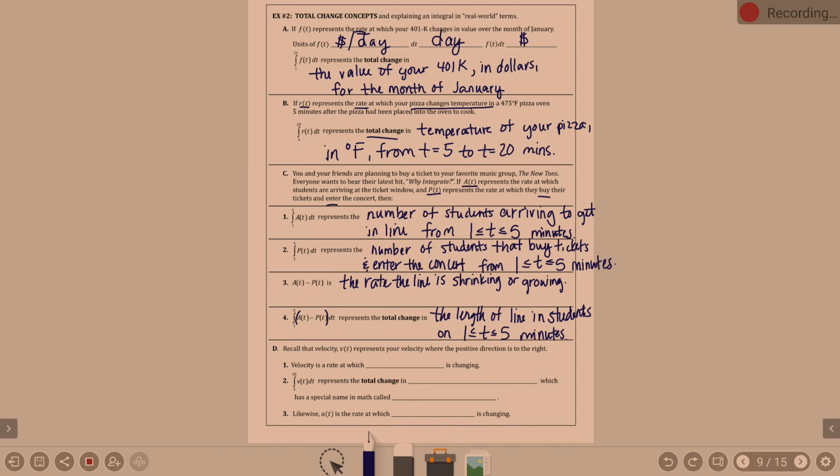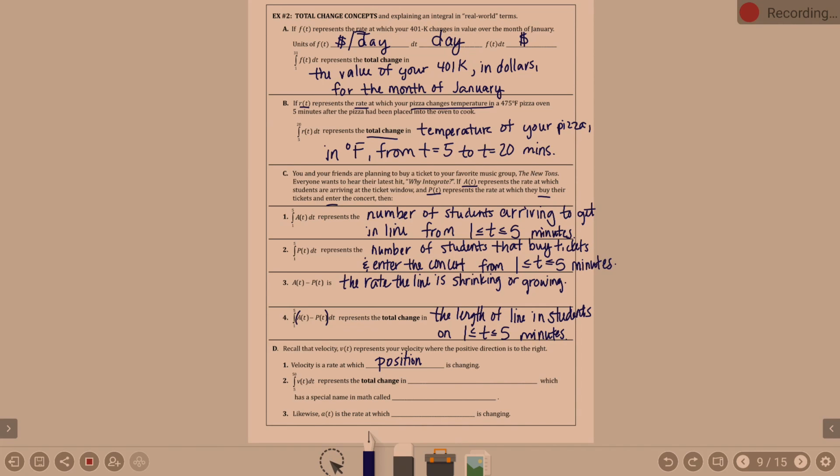Okay. D, recall that velocity, v of t, represents your velocity where the positive direction is to the right. Velocity is the rate at which what is changing? Position. I didn't know if it was tricking us, like acceleration or speed. But no, velocity is the derivative of position, so it's the rate at which position is changing.